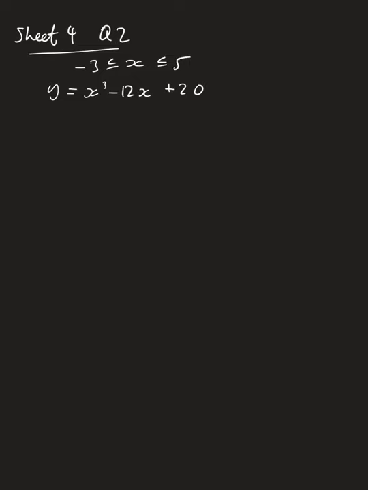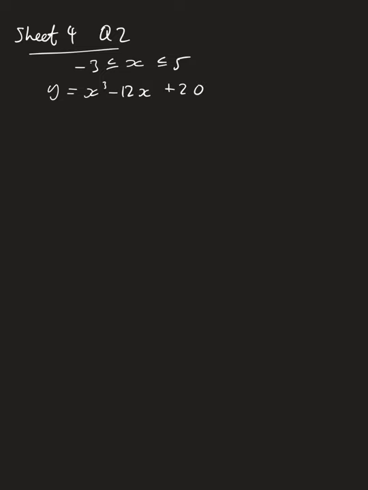Now we look at exercise sheet 4, question 2. So the question here is you're given a function y equals x cubed minus 12x plus 20, but the domain here is restricted to x between minus 3 and 5, and we're asked to find the greatest and least values of the function. So since we have a finite domain here, there must be a greatest and a least value of y.